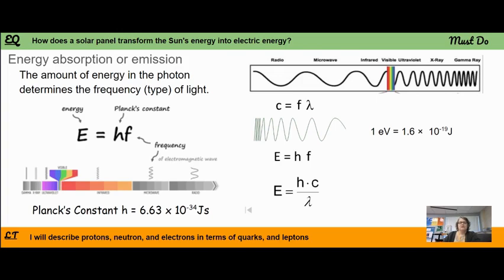Okay. So if you think about it, we did learn that the speed of light is equal to the frequency of the light times the wavelength of the light, of the wave. If we translate that into here, we end up with the energy is Planck's constant times the speed of light divided by the wavelength of the light.